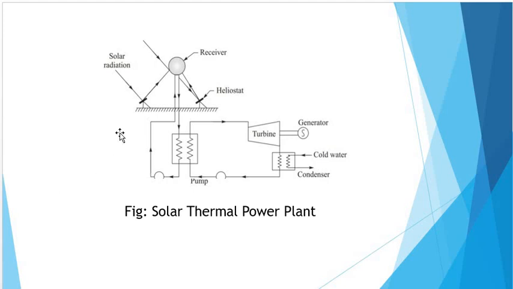The solar thermal power plant structure is shown in the figure. The solar radiation is absorbed. This absorbed radiation is converted into heat energy. This heat energy is then converted into mechanical energy. This mechanical energy rotates the turbine. The turbine is connected with the generator. The generator generates the electricity.